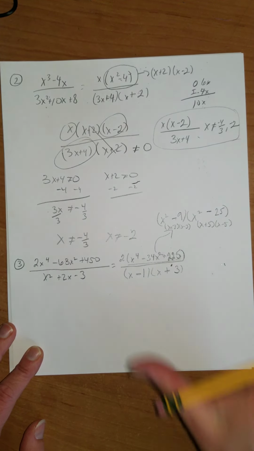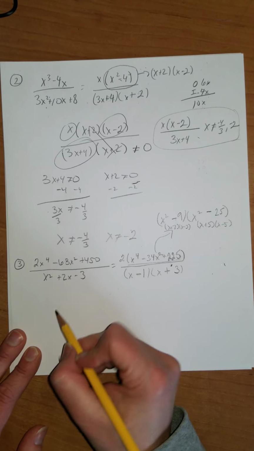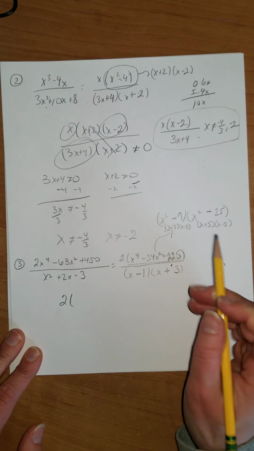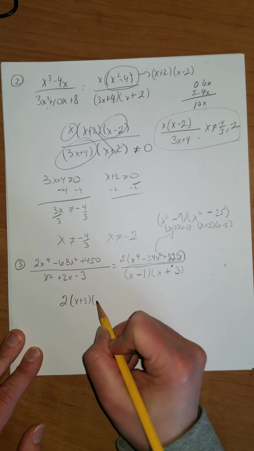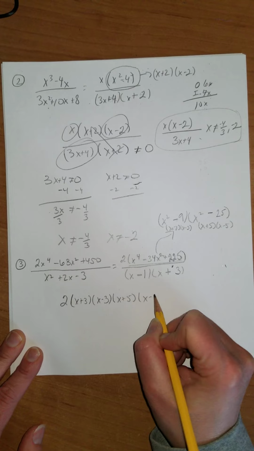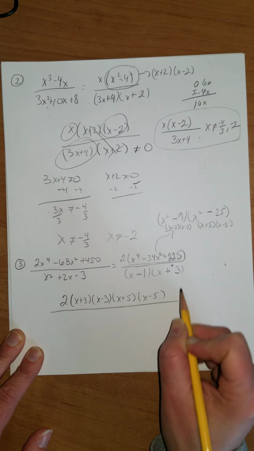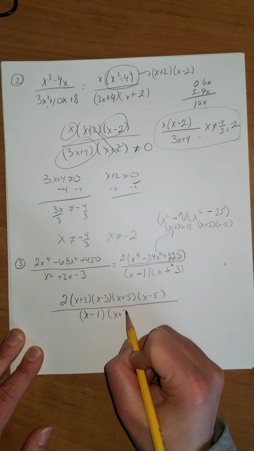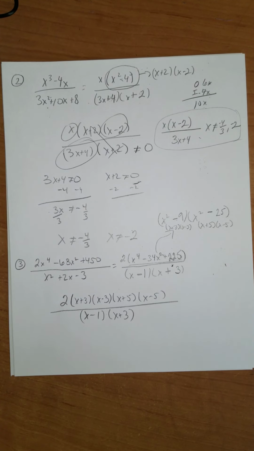All right, so this is a lot of junk. Okay, the top, we had a 2 on the numerator. All of this factored right here became an x plus 3 times an x minus 3 times an x plus 5 times an x minus 5. That's all over the denominator of, wow, x minus 1 times x plus 3. Ooh, I like it.